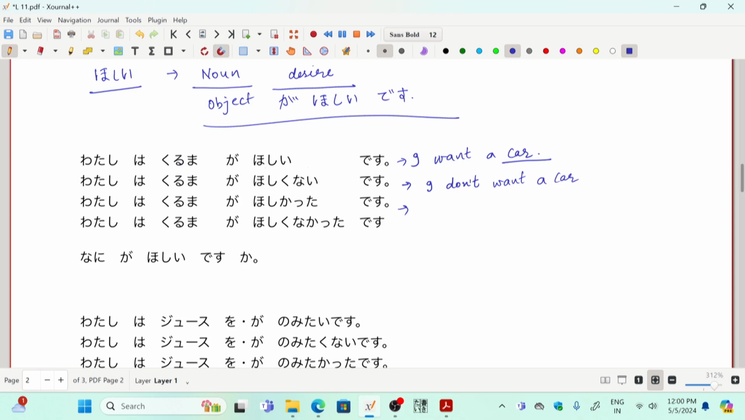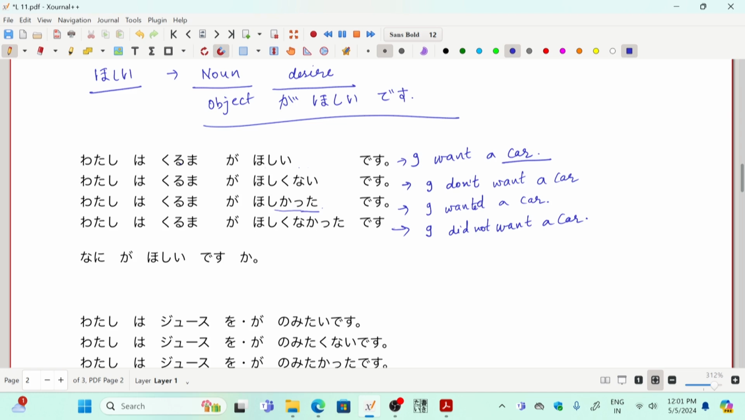Next is I wanted a car. Hoshii has changed into hoshikatta. So we have cut i and add katta. Watashi wa kuruma ga hoshikatta desu. I wanted a car. And the last is hoshiku nakatta desu. I did not want a car. So this is how we use hoshii to express our desire.